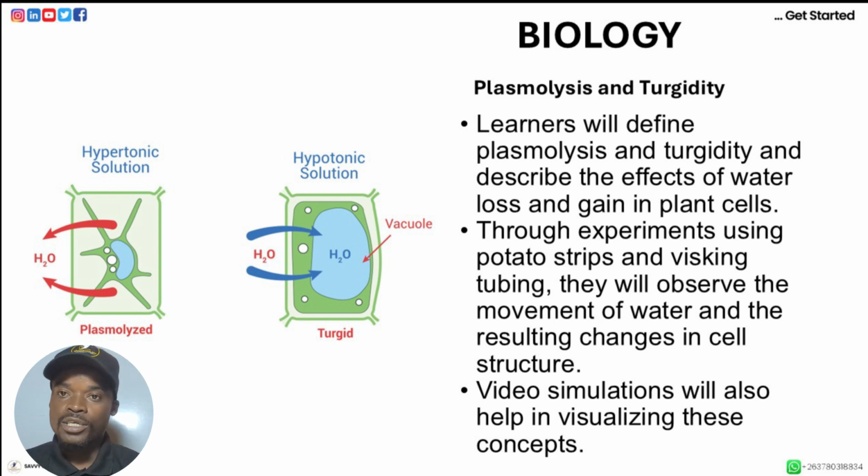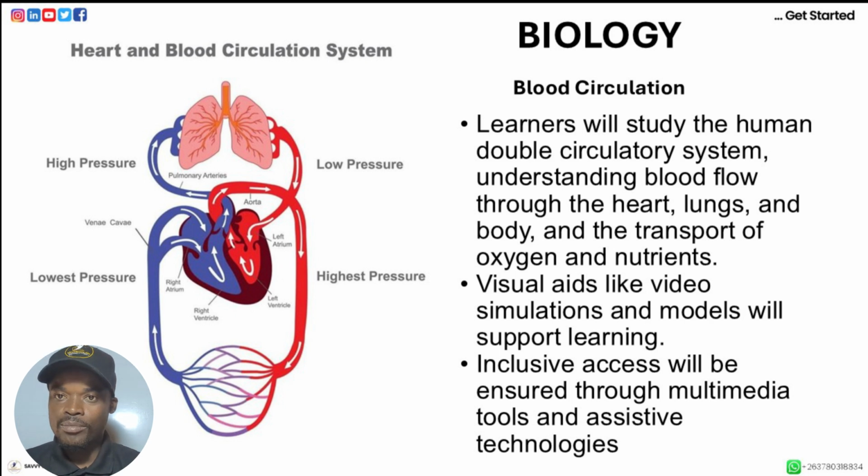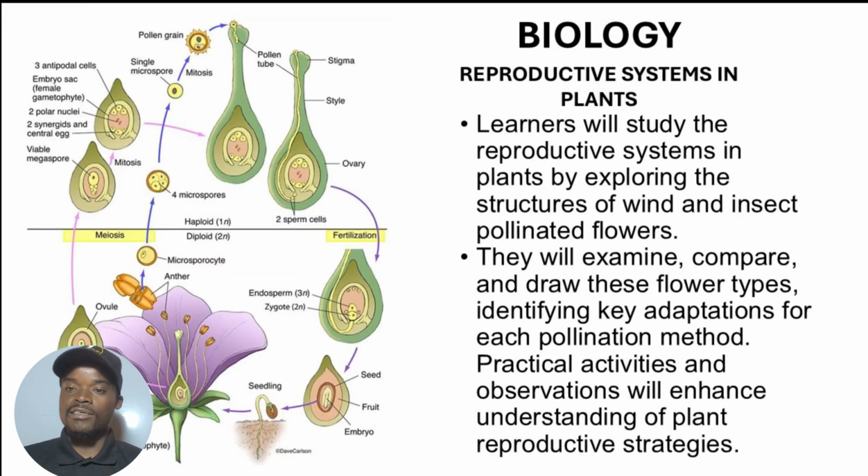Then we look into blood circulation. Under this, we are going to study the double circulatory system, so that you'll be able to understand blood flow through the heart, lungs and the body, and the transport of oxygen and nutrients. Then we move to reproductive systems in plants. Within this topic, we will be focusing mainly on exploring the structures of wind and insect pollinated flowers. You will be able to examine, compare and draw these flowers so that you identify the key adaptation for each pollination method.